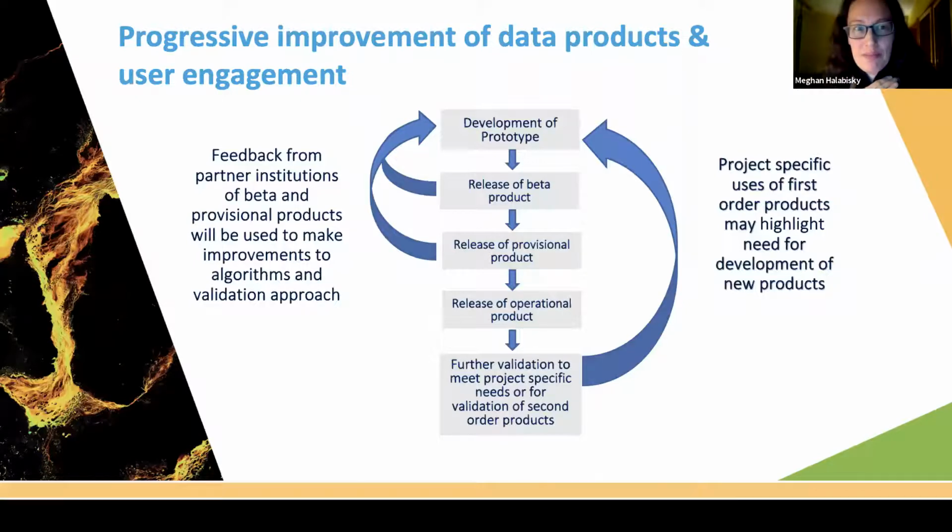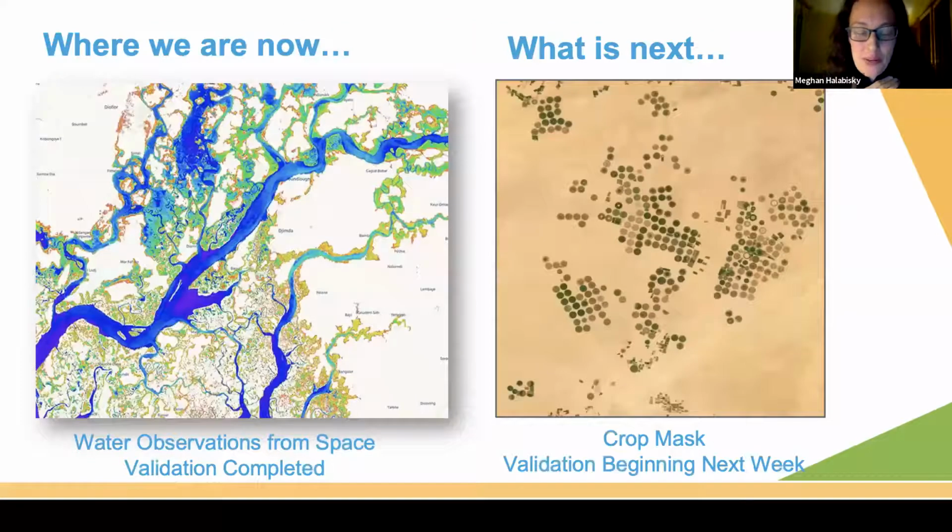Next slide. So where are we now? We've recently completed the validation of the water observations from space. For this product, we set up a probabilistic sample design and used Collector Online to assess the locations of each sample point over 12 months to get at that dynamic accuracy. This really gave us a better understanding of the spatial and temporal accuracy of the data product.